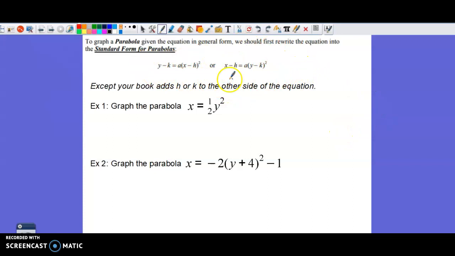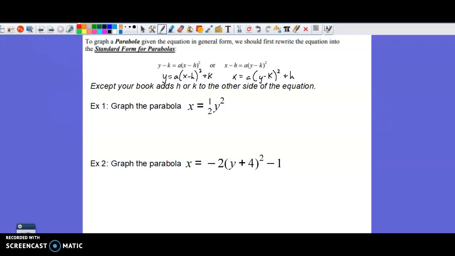So in our problem, I stole this off the internet. I'm not unique in this. These are the forms that we write parabolas in. Except the book adds the h value and the k value. So instead of me rewriting these terms out, the book writes it this way: y equals a times (x minus h) squared plus k. And on this one we have x equals a times (y minus k) squared plus h. So your book writes it just slightly different.